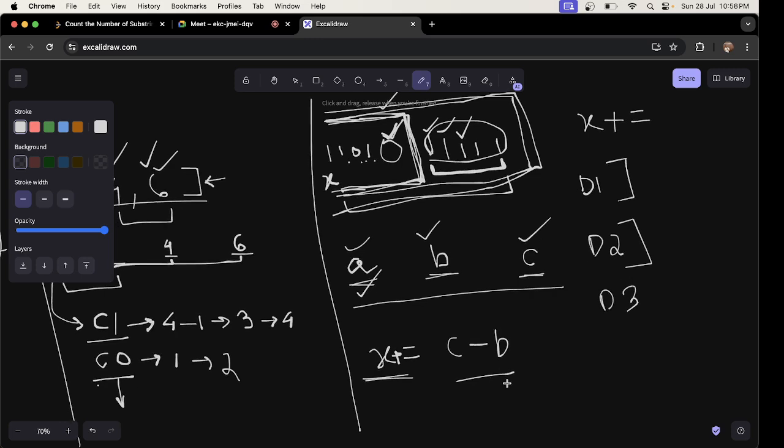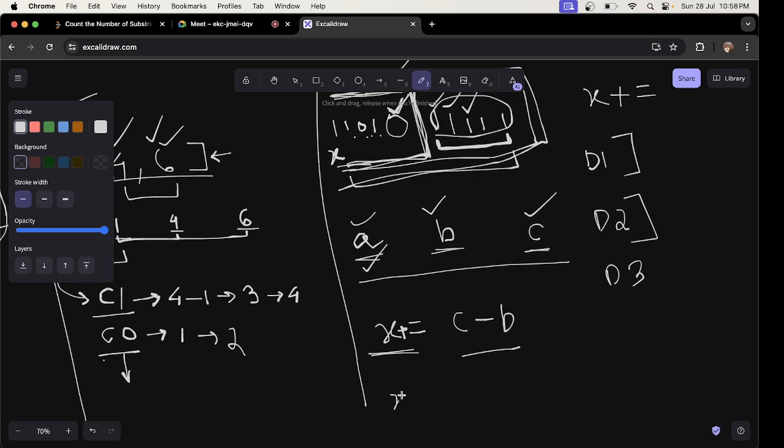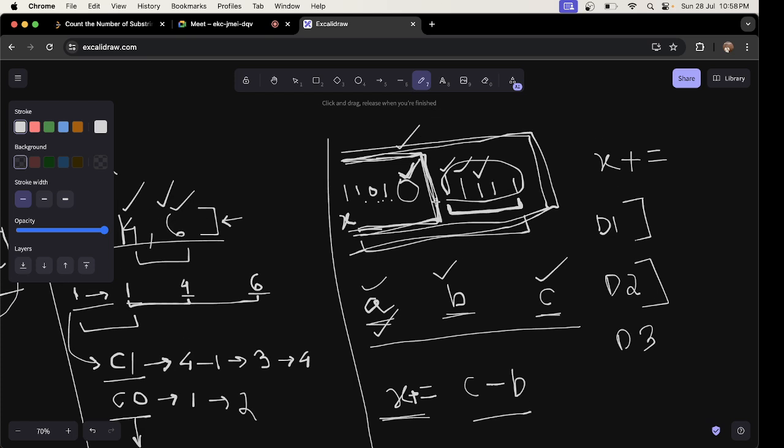Okay, there can be another corner case. Think about it. Let's say if the number of substrings, if x is 0, there are no dominant substrings, and a is much larger than b. So what will happen?